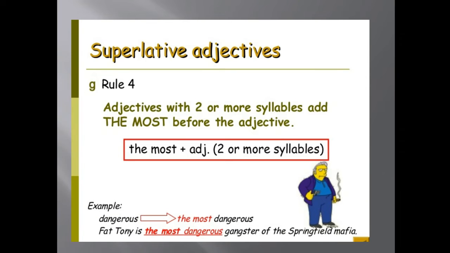Homer is the fattest in the Simpsons family. Rule 4. Adjectives with 2 or more syllables, add the most before the adjective. The most, adjective with 2 or more syllables. Dangerous, the most dangerous. Fat Tony is the most dangerous gangster of the Springfield Mafia.